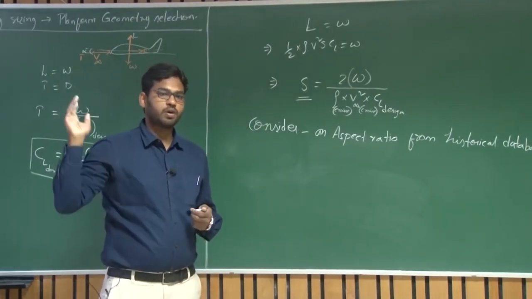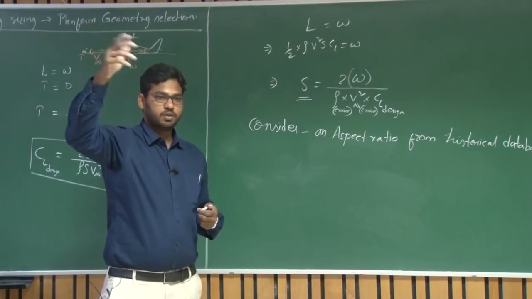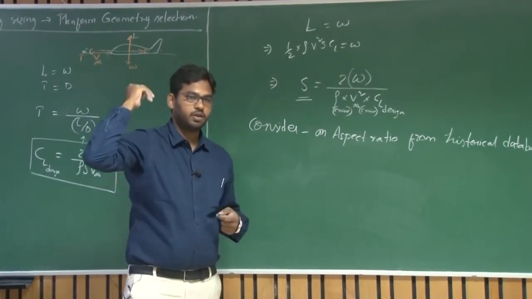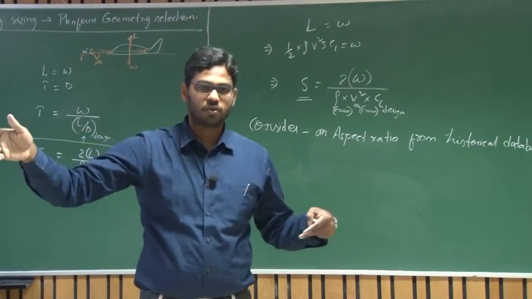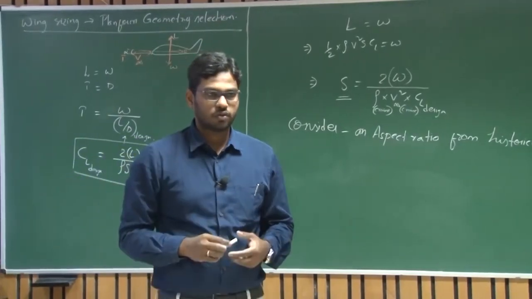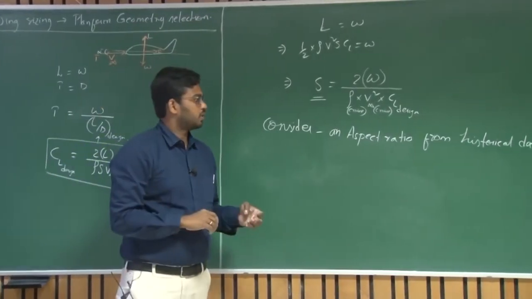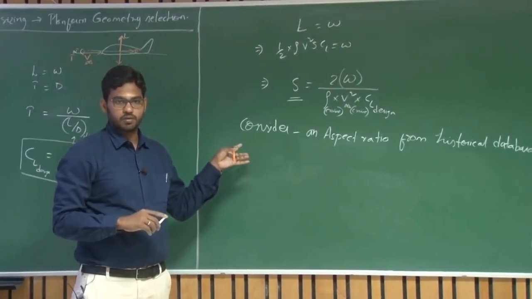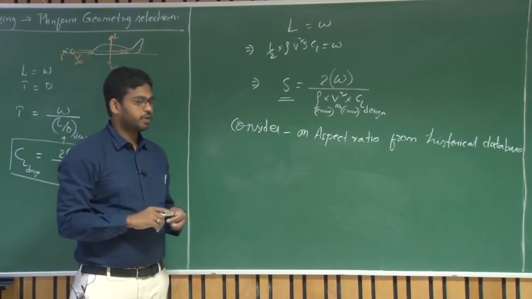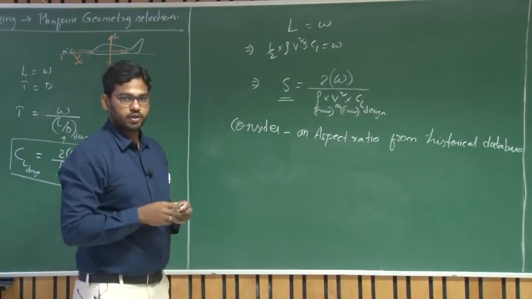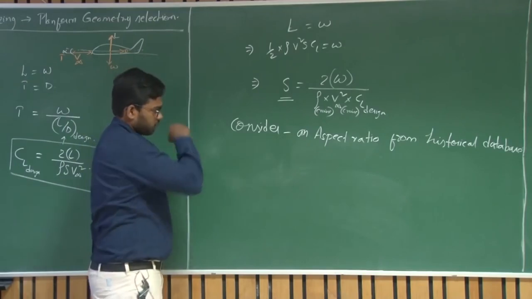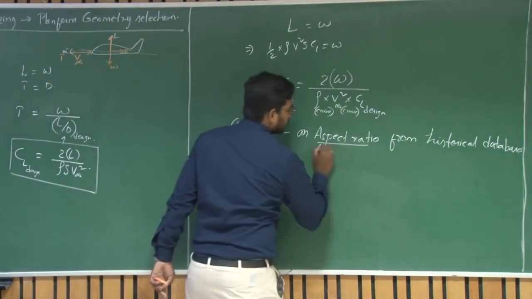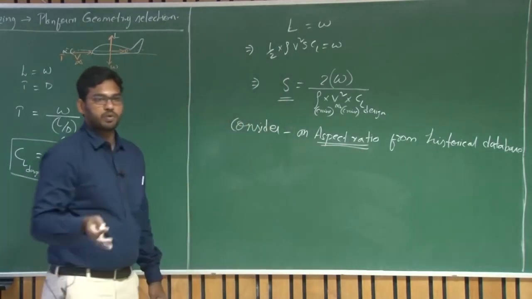So if you want to achieve a maximum endurance or long range, then you go for a design which is close to a glider. Long range UAVs are generally glider UAVs, as well as long endurance UAVs are also glider UAVs, where they fly at comparatively very low velocity. So this aspect ratio classifies the type of UAV that you are going to design.